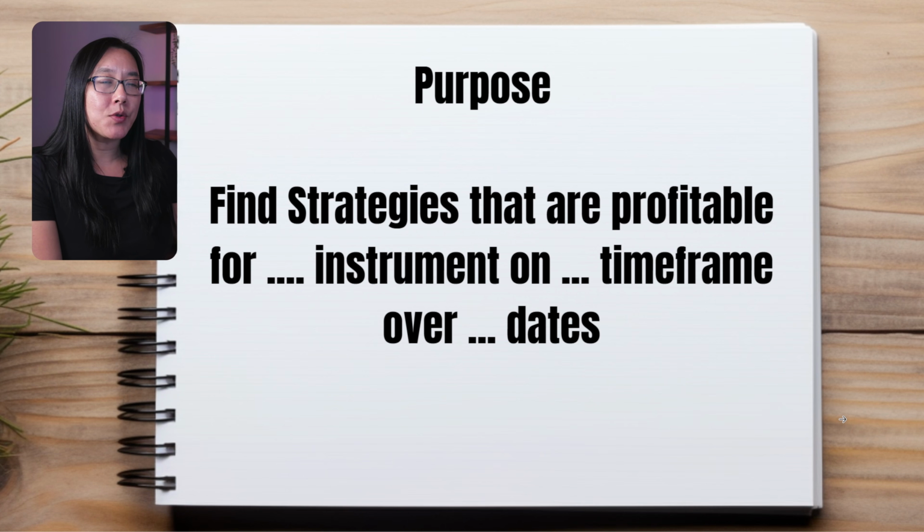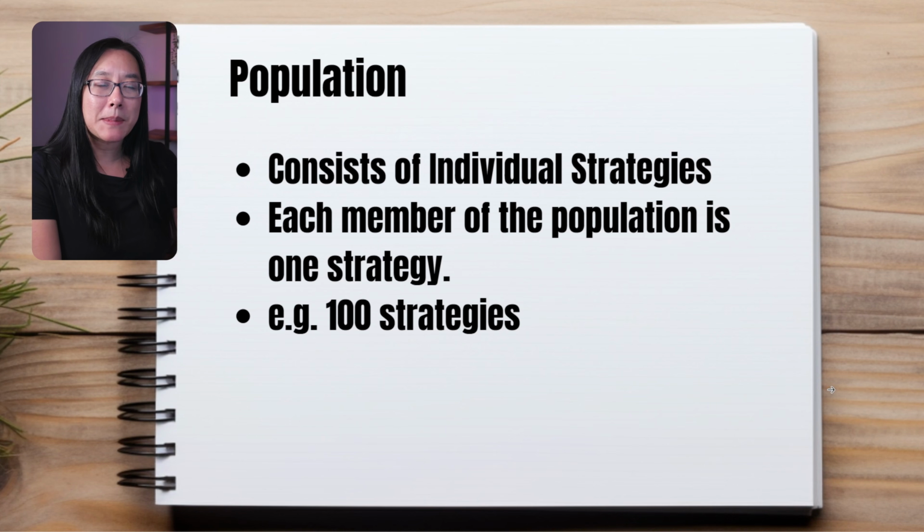Similar to the evolutionary biology theory, the purpose of genetic evolution is to find strategies that are profitable for a particular instrument on a particular time frame over a particular set of dates. Just like in the real world, where we have land animals and sea creatures, different instruments and different currencies have different behavior. The first and most basic concept is the term population.